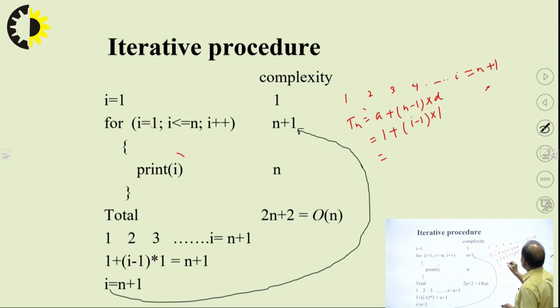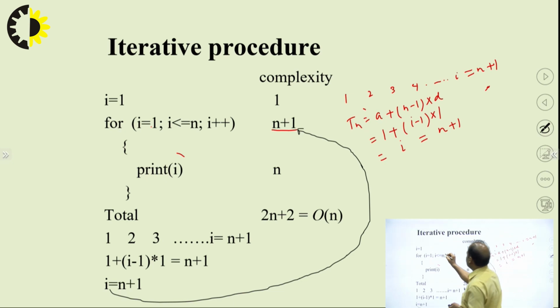So actually this is i: 1 plus i minus 1 becomes i. So i equals n plus 1. That's why it is written here that this loop is running up to n plus 1 times. If we take n equal to, let's say, 5, then 1 is less than or equal to 5, 2 is less than or equal to 5, and so on; when i becomes 6, it fails.